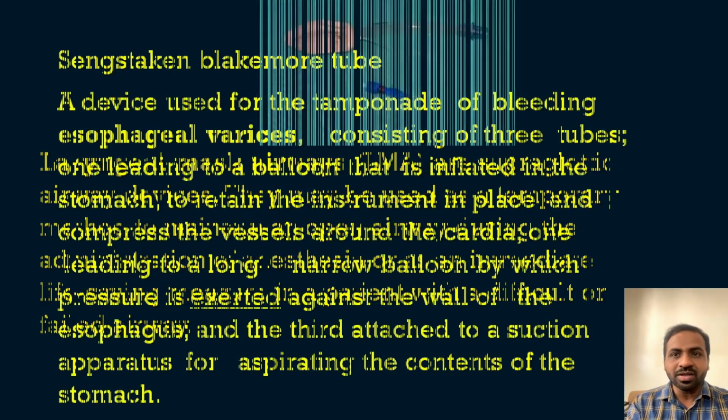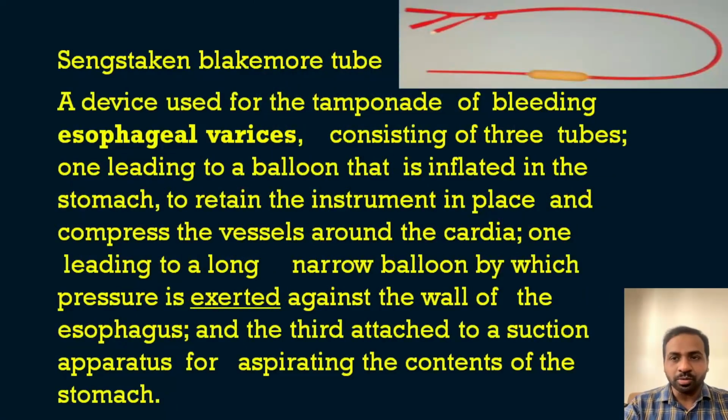We have some other options in our question, and one such option was the Sengstaken-Blakemore tube. This is a picture of the Sengstaken-Blakemore tube, and you can see that this is a triple lumen tube with one balloon here and one more balloon there. So let me explain what this Sengstaken-Blakemore tube, or SBT, is. It is a device used for the tamponade of bleeding esophageal varices.